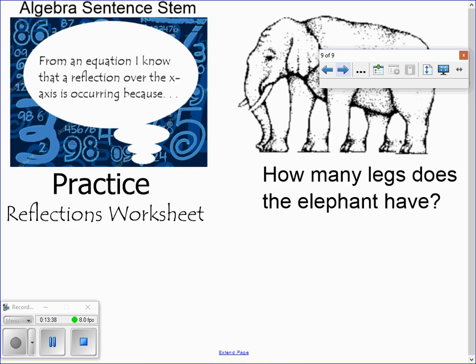Okay, before watching the next video, what I would like for you to consider is how we know the difference between reflecting across the x-axis versus reflecting across the y-axis.